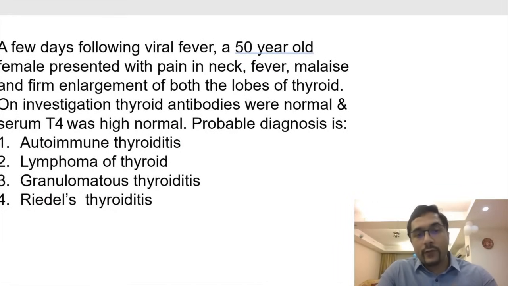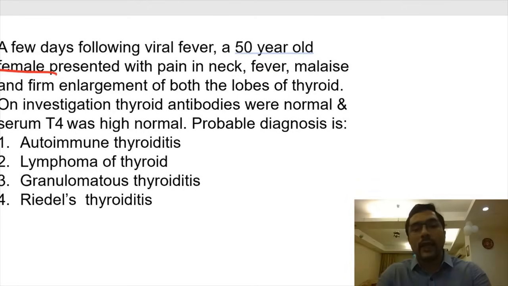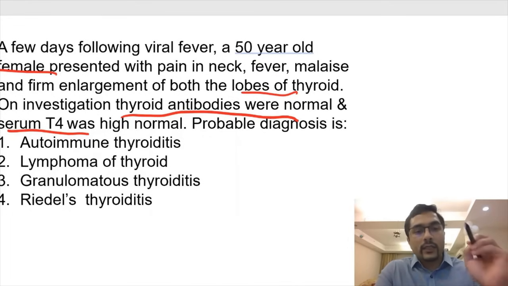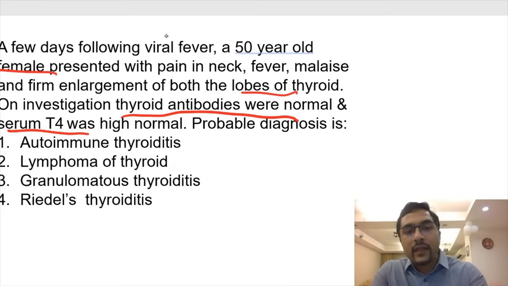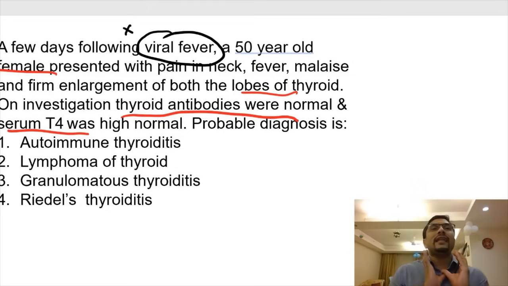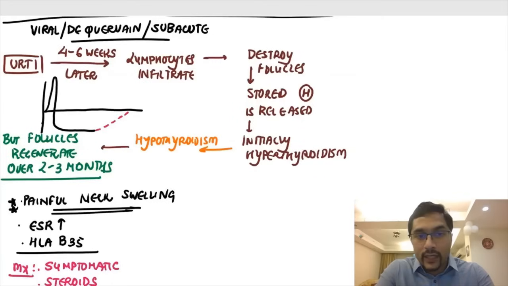The next question is, a few days following viral fever, a 50-year-old female presented with pain in the neck, fever, malaise, and a firm enlargement of both the thyroid lobes. Thyroid antibodies were normal and serum T4 was high normal. Most probable diagnosis? So the clincher here, the thing with which you can clinch the diagnosis, is the viral fever. So after viral fever, swelling in the neck, that is a telltale sign of granulomatous thyroiditis, also known as subacute or viral thyroiditis.